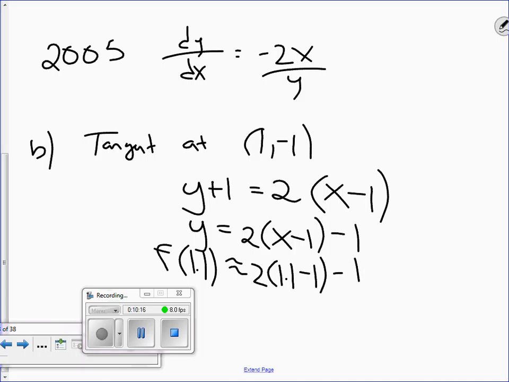You never want to distribute those tangent lines because it's always easier this way. You have 1.1 minus 1. What's that? 0.1, and then you multiply it by 2. 0.2. 0.2 minus 1, negative 0.8.